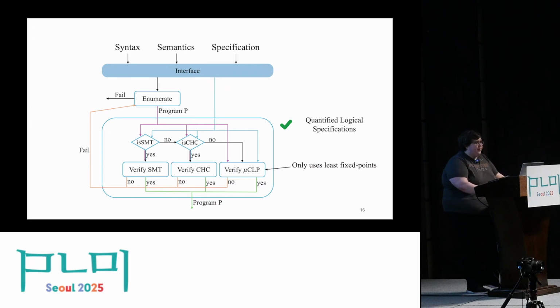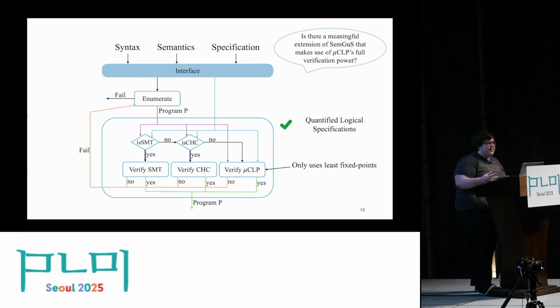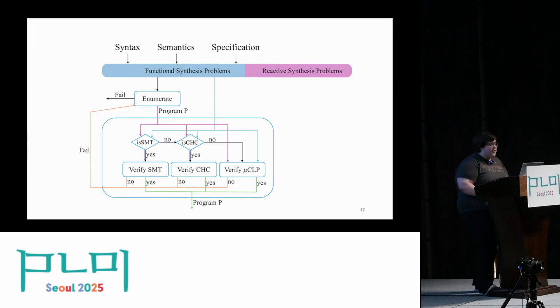So one thing when we were implementing this is that we noticed that we don't make full use of the µCLP fragment of logic. In fact, we only need to use least fixed points, where µCLP allows arbitrary alternations of greatest and least fixed points in its definitions. And so that got us to ask, is there any meaningful extension of SemGuS that actually makes greater use of µCLP's capabilities? And the answer to that was actually yes.